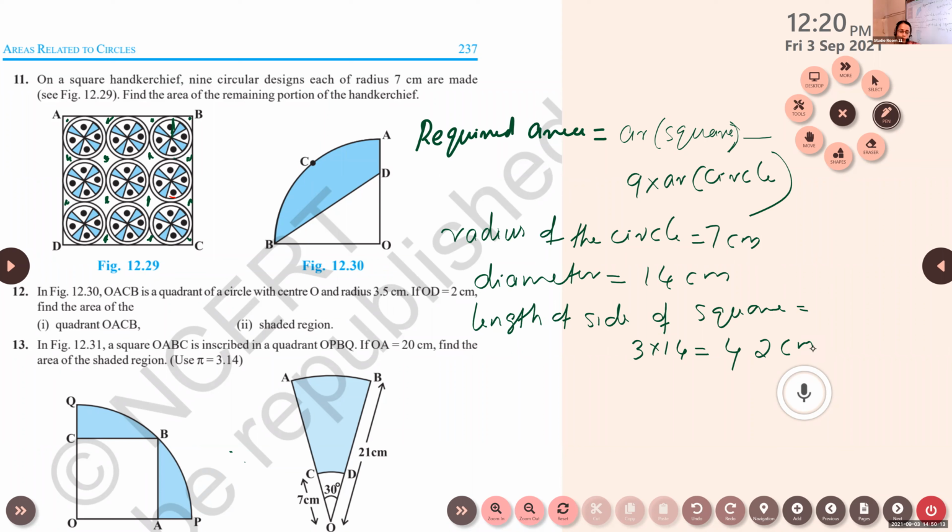See here, the length of the square is not given. We have to find it out. Only the radius of the circle is given. The circles are arranged in such a way that one is touching the other. So three diameters together make the length of the square. One diameter is 14 centimeters, so three diameters, 3 into 14, 42 centimeters. Now we can find the required area.